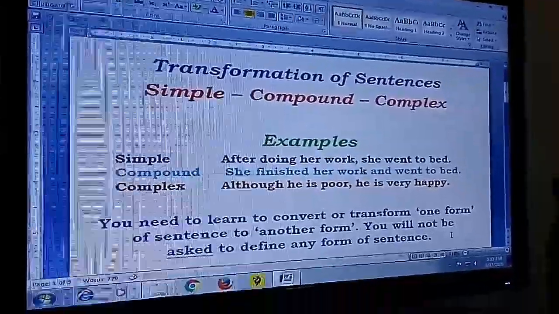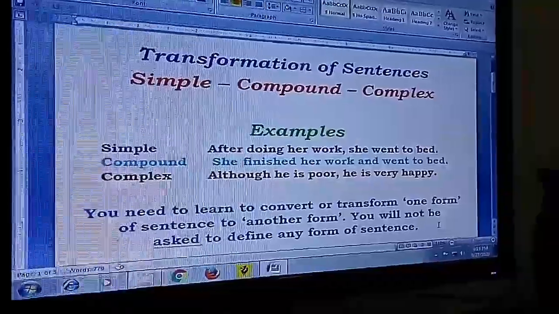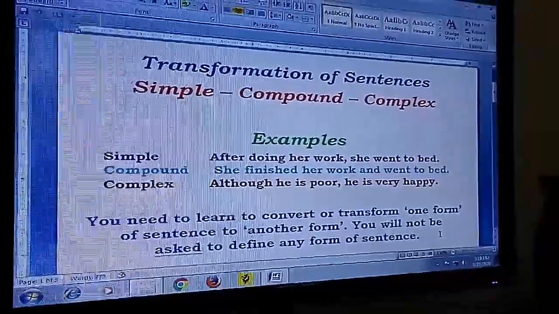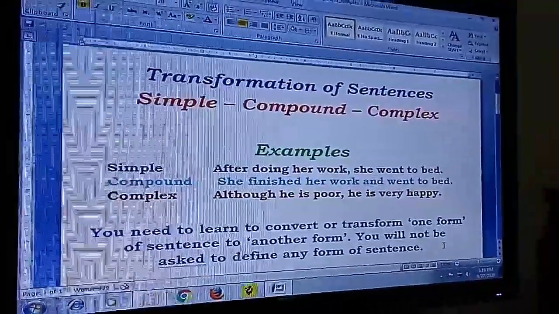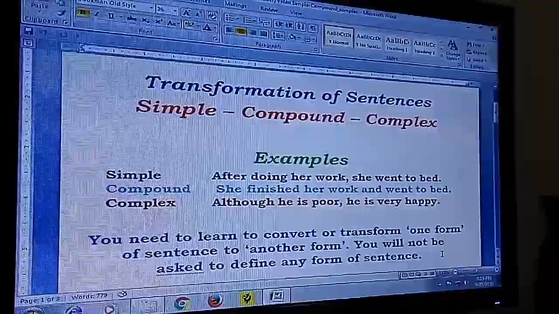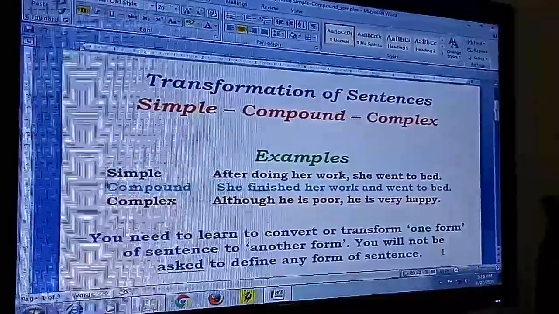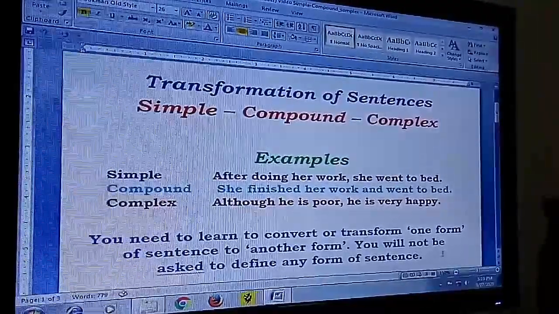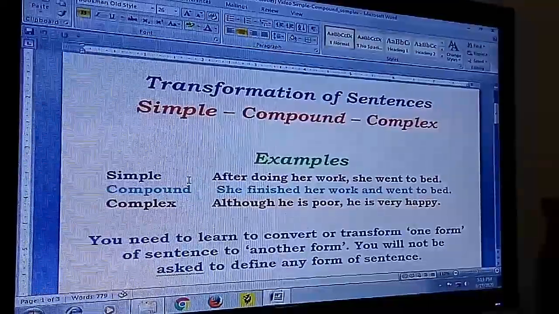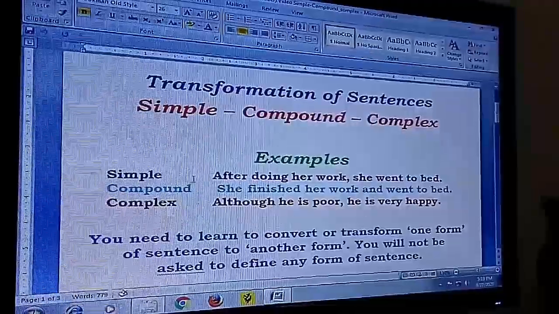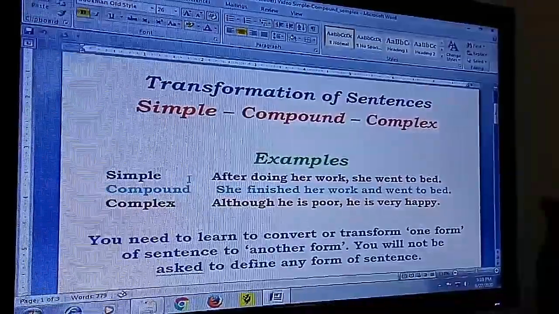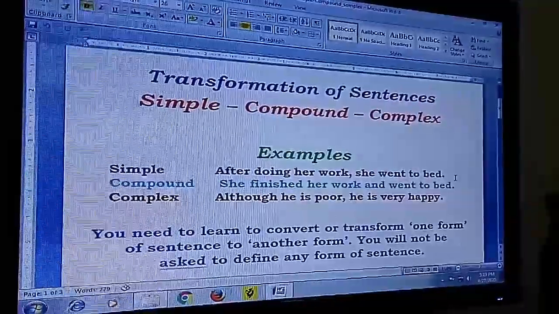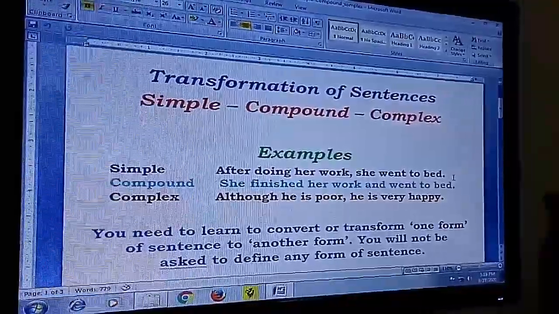I remind you once again, our topic is transformation of sentences: simple, compound, and complex. From simple to compound, or compound to complex, or complex to simple or compound, vice versa. Now let us have examples of the three different kinds of sentences. Simple is an example only; there are varieties of simple sentences. One example I am quoting. Simple sentence: after doing her work, she went to bed.